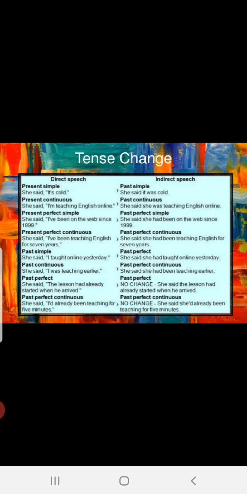Now, past perfect continuous, again no change, without inverted commas. She said, "I had already been teaching for 5 minutes." She said she had already been teaching for 5 minutes. "I had" became "she had."